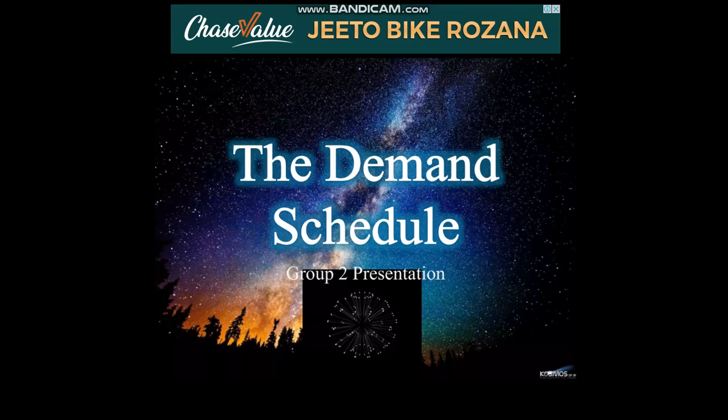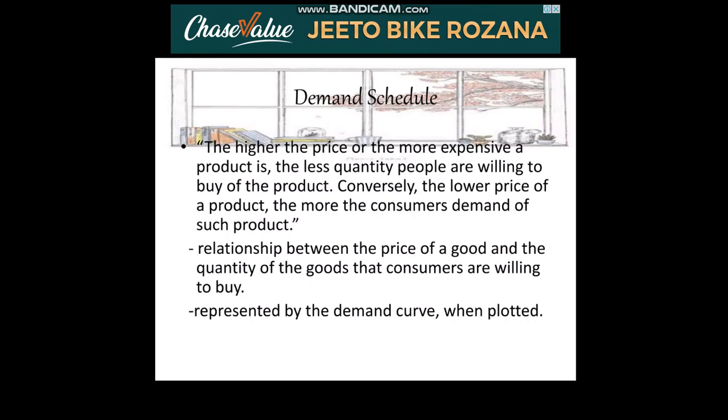Today, our discussing topic is the demand schedule. Demand schedule. The higher the price or the more expensive a product is, the less quantity people are willing to buy of the product. Conversely, the lower the price of a product, the more the consumers demand of such product. The relationship between the price of a good and the quantity of the goods that consumers are willing to buy is represented by the demand curve when plotted.